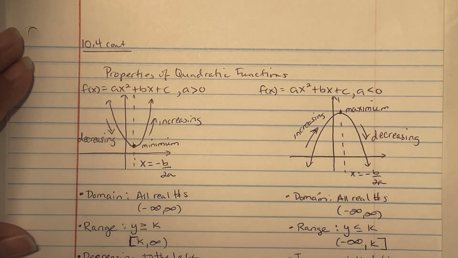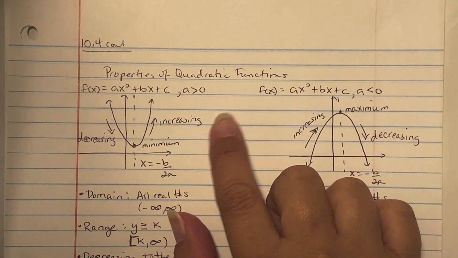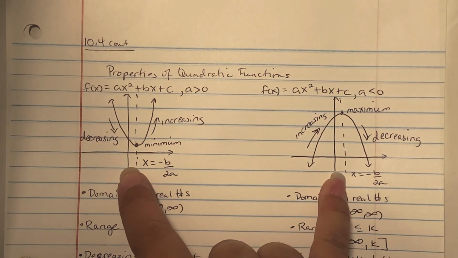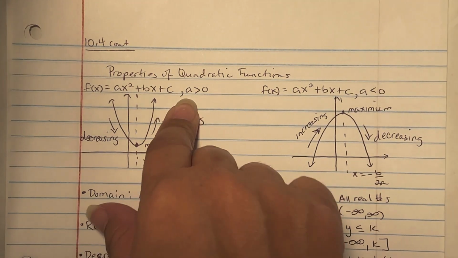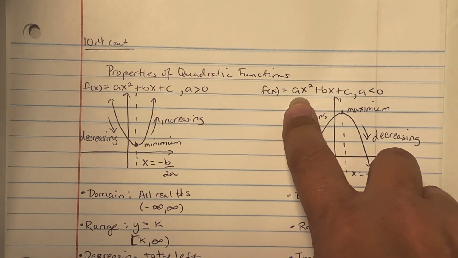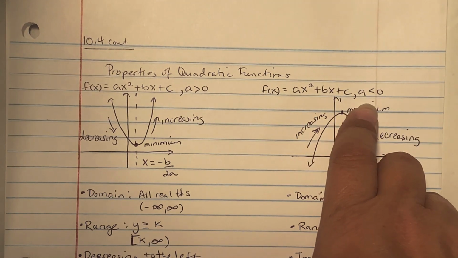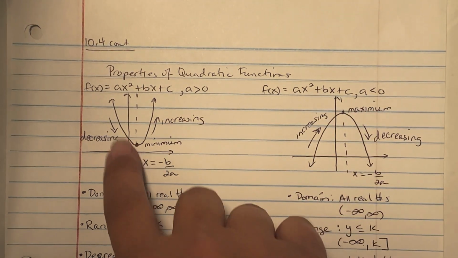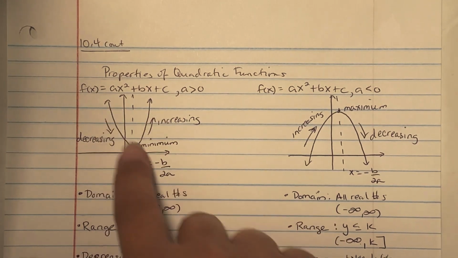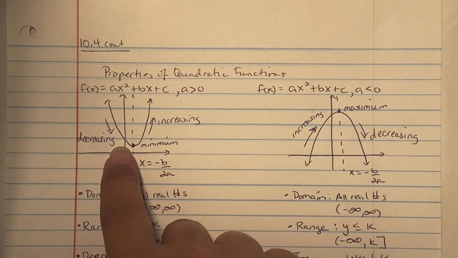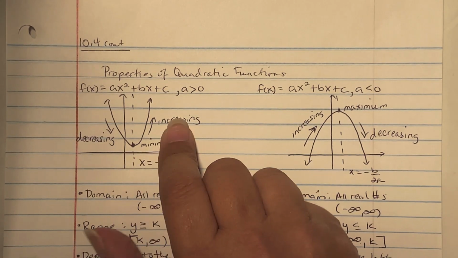Properties of quadratic functions. So we have two parabolas here. f of x equals ax squared plus bx plus c, where the a value is greater than 0, and g of x equals ax squared plus bx plus c, where the a value is less than 0. So notice the difference between the two parabolas. The first one is a bowl of soup. So it has a decreasing portion that hits a minimum value, and then it does an increasing portion. The second one looks like a rainbow.